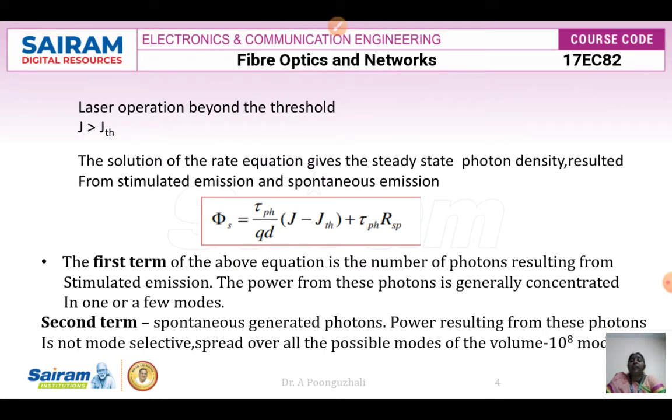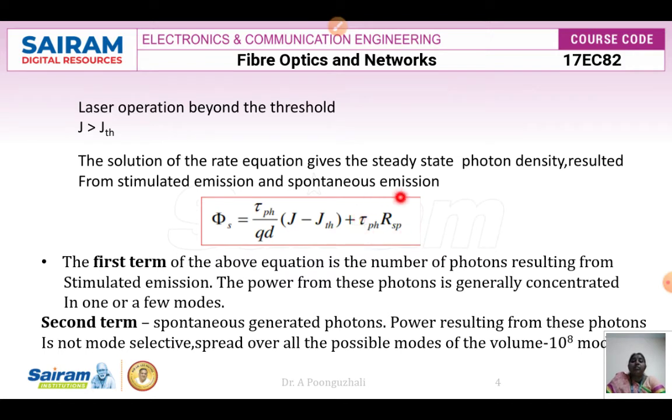So the laser operation can be done only beyond the threshold. That means the J should be greater than JTH. So we can write the solution of the rate equation, which is going to give the steady state photon density, resulting from the stimulated emission and the spontaneous emission there. So the solution of the rate equation is phi s is equal to tau ph by qd into J minus JTH plus tau ph into RSP.